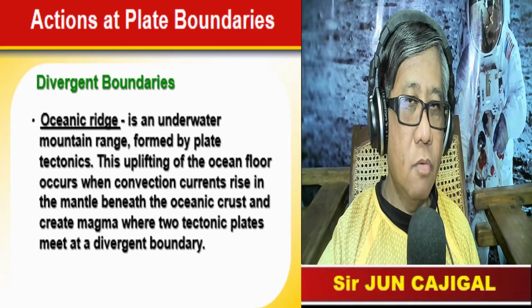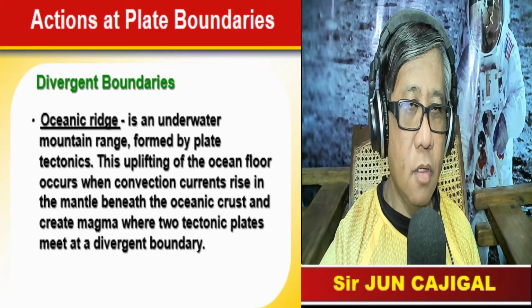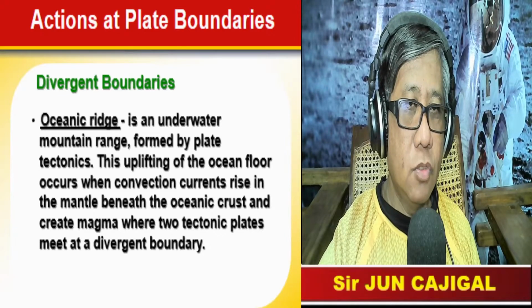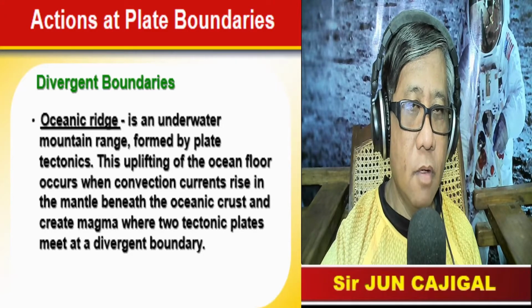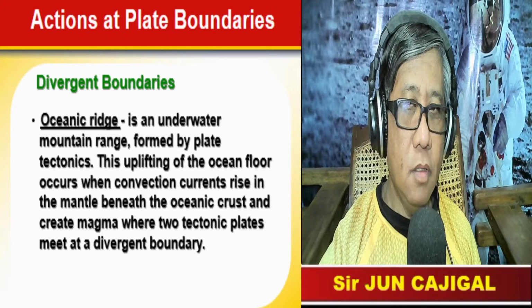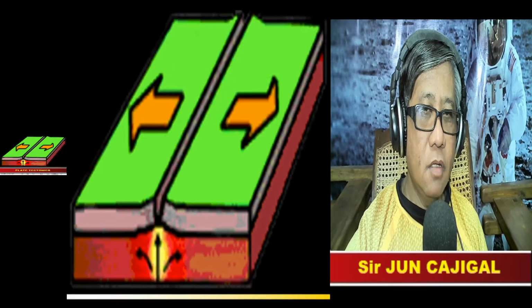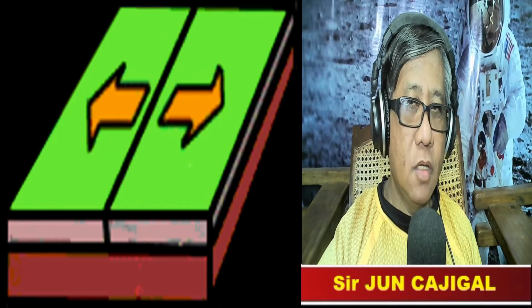One good example of a divergent boundary is the so-called oceanic ridge. An oceanic ridge is an underwater mountain range formed by plate tectonics. This uplifting of the ocean floor occurs when convection currents rise in the mantle beneath the oceanic crust and create magma, where the two tectonic plates meet at a divergent boundary. As you can see in this animated illustration, magma flows out from that opening, and as magma flows out, it forces the two tectonic plates to move apart. So that's an oceanic ridge.